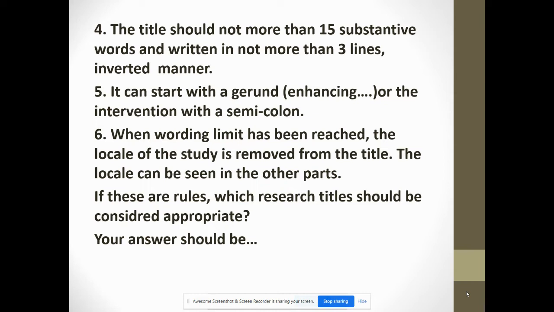So the title should not be more than 15 substantive words and written in not more than 3 lines and in inverted manner. It can start with a gerund if we adopted the strategy, or the intervention with a colon if we developed an intervention. Then when the word limit has been reached, the locale of the study is removed from the title. The locale can be seen in other parts. So if these are the rules, which research title should be considered appropriate?